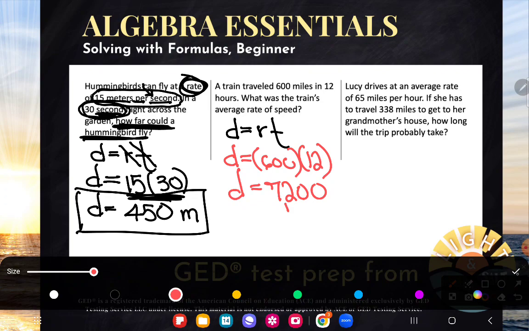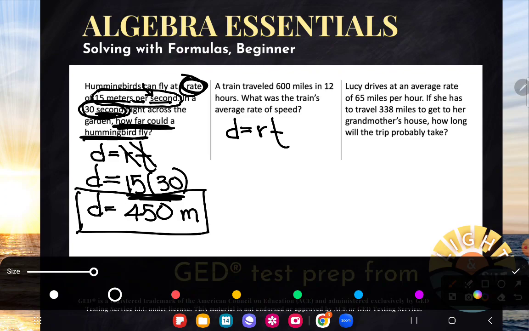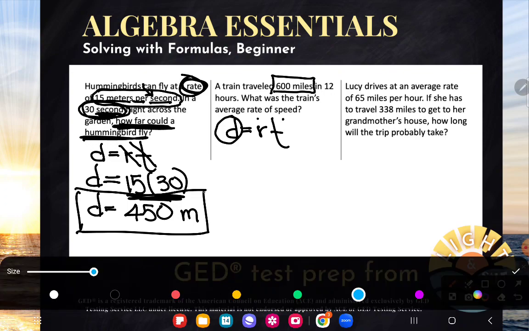Something has gone wrong if our train is going that fast. Now, what went wrong? It was our algebra. It was that we forgot that we can use these formulas to solve for any of the variables, but you have to pay attention to what you have. So let's start here. 600 miles. Is 600 miles a rate or a time? No, it's not. It's not the speed. It's not how long. Guys, 600 miles is the distance, which means 600 miles has to replace D in this particular formula.